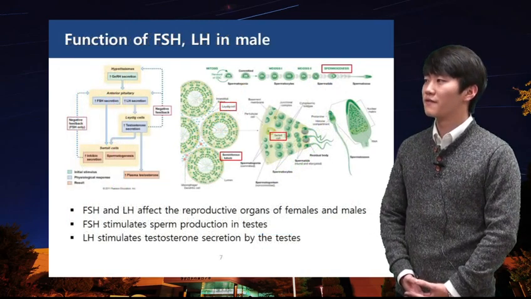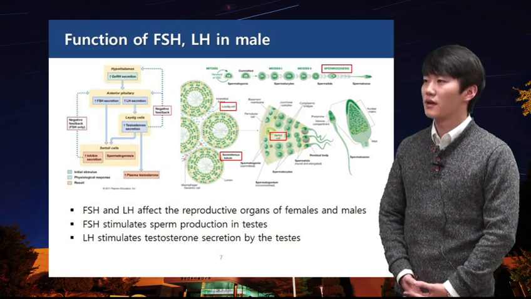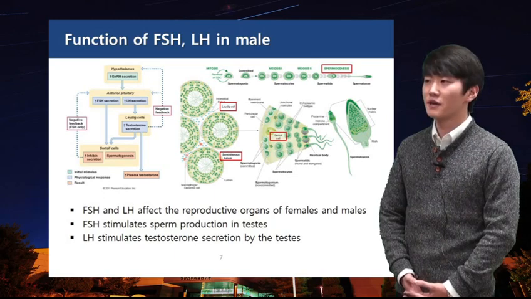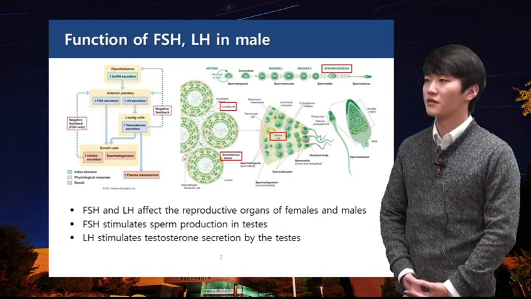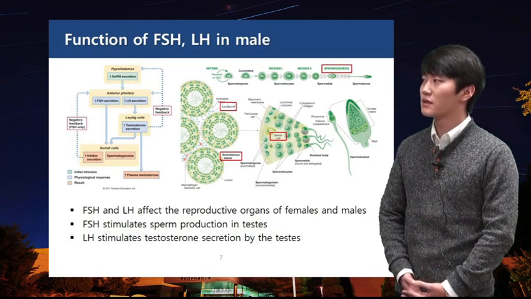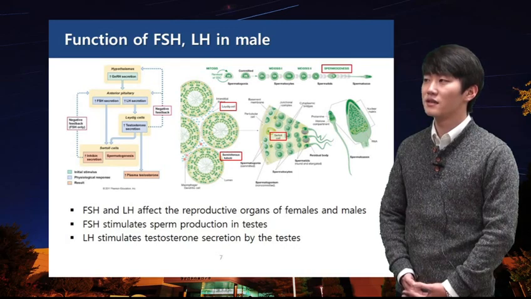Now, I will talk about the function of FSH and LH. Even though they are named for what they do for the ovaries of the female, in fact, FSH and LH affect the reproductive organs of both females and males. In males, the major target of FSH is the Sertoli cells found in the walls of the seminiferous tubules of the testis, and it stimulates sperm production. On the other hand, LH promotes synthesis of testosterone by the testicular Leydig cells.